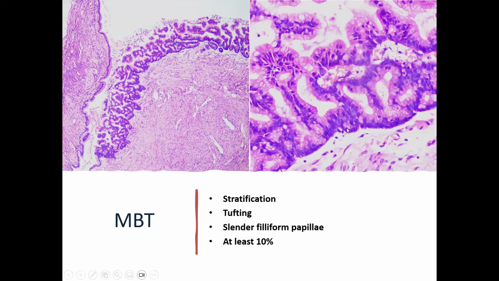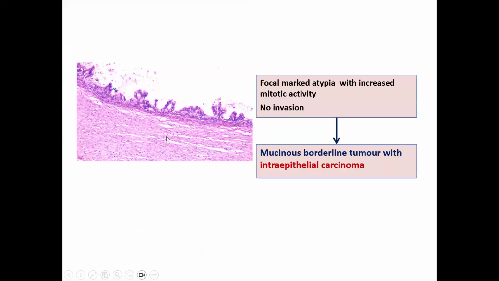The mucinous borderline tumor tends to have generally a mild to moderate degree of cytological atypia and no stromal invasion. If I have a case of a mucinous borderline tumor with the epithelial lining showing marked atypia but no stromal invasion, we call it mucinous borderline tumor with intraepithelial carcinoma. I'm focusing on this because we see these terms in pathology reports, and we don't know the significance of them. Mucinous borderline tumor with intraepithelial carcinoma has an excellent prognosis. Very rare cases may recur. So this is not equivalent to carcinoma.